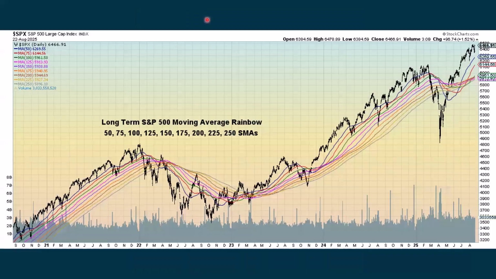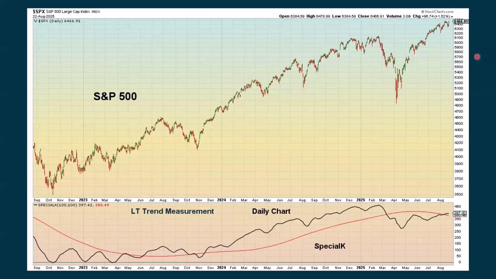Long-term rainbow still looking really good with our long-term trend, still above this red line. Now the red line is still going down, but this is a very slow oscillator called a special K. But for the first time since last spring, we're actually crossing back above and turning positive.